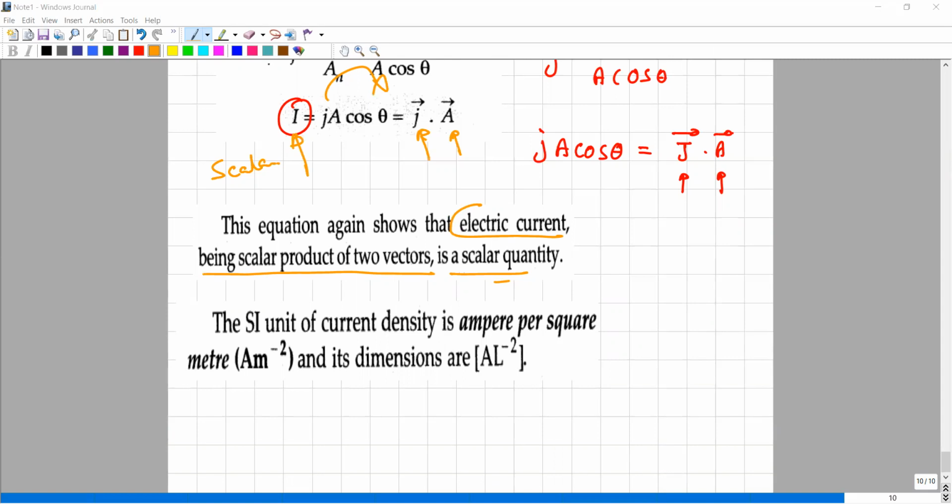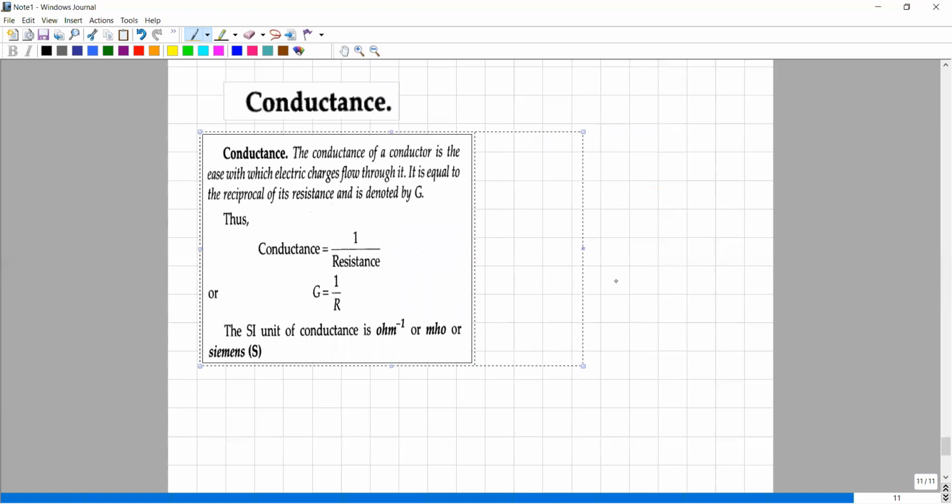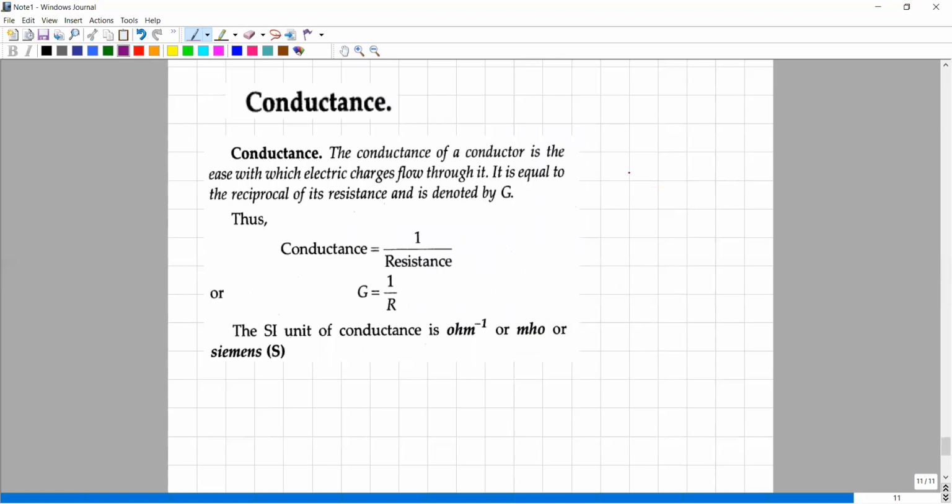The next topic is conductance. What is conductance? We have understood what resistance is. Conductance is just the reciprocal of resistance. If an object has lower resistance, that means it will have higher conductance. Okay, very simple.